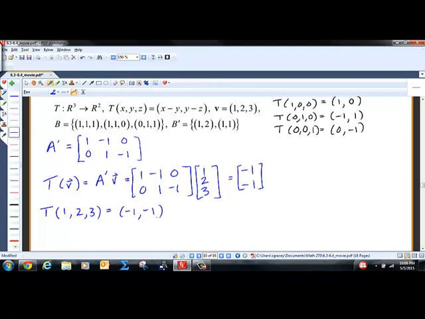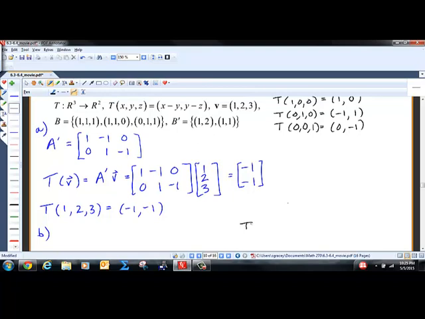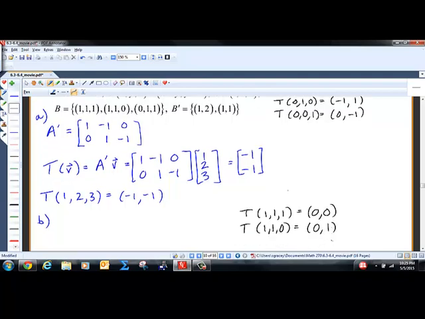All right. Part B. So now we need to find the matrix A. So T of (1, 1, 1) is going to equal what? Good. It's going to be 1 minus 1 is 0 and 1 minus 1 is 0. T of (1, 1, 0) is going to be again 0 and then 1. And T of (0, 1, 1) is going to be negative 1, 0.